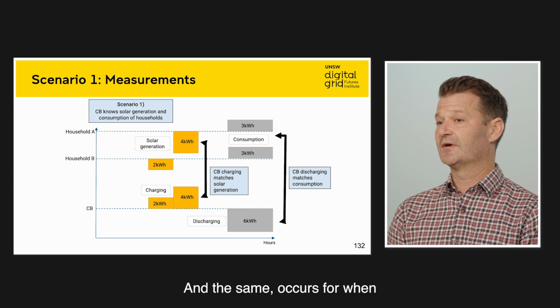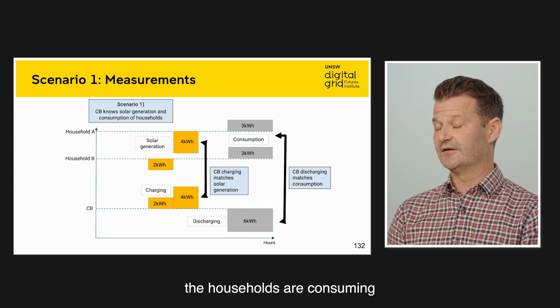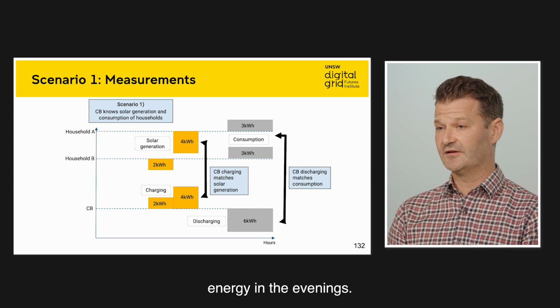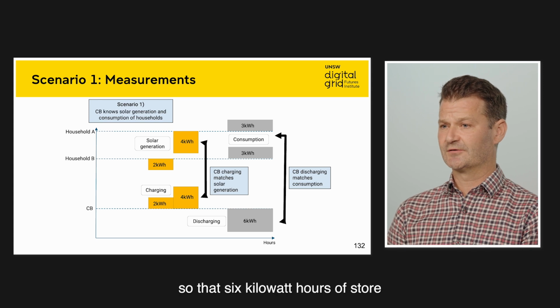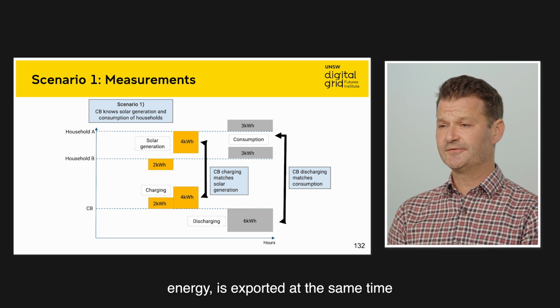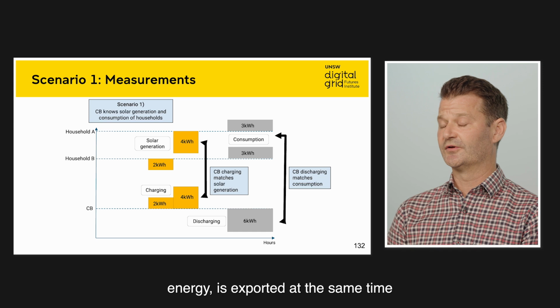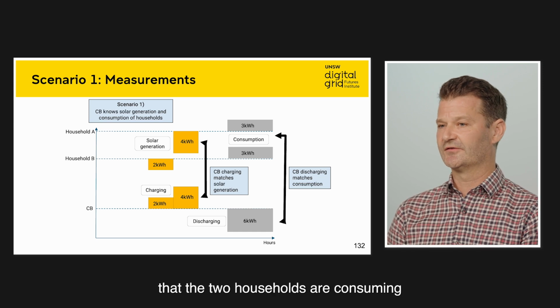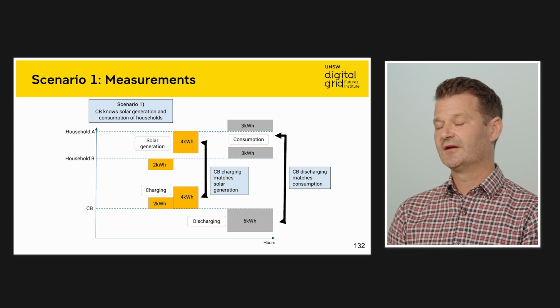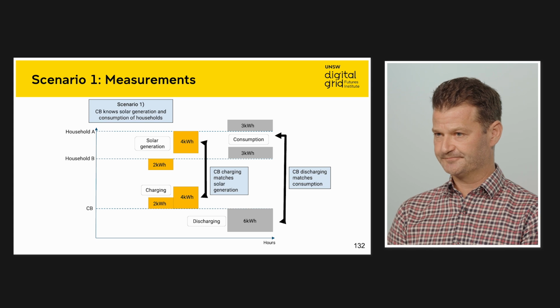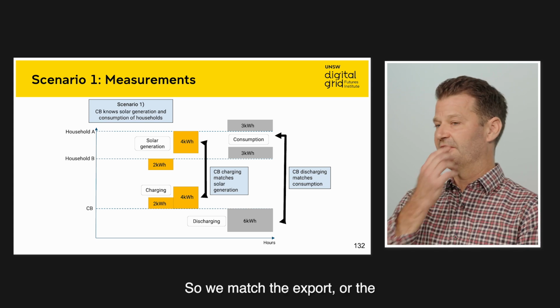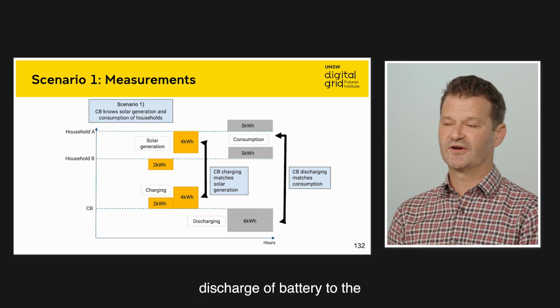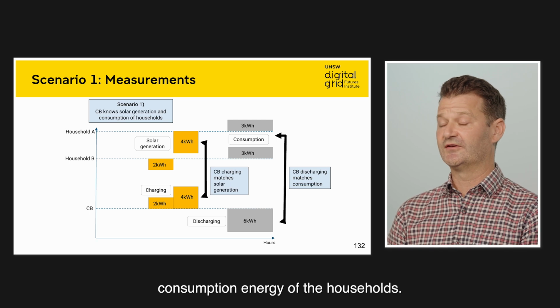And the same occurs for when the households are consuming energy in the evenings. So that 6 kilowatt hours of stored energy is exported at the same time that the 2 households are consuming in total 6 kilowatt hours of energy. So we match the discharge of the battery to the consumption of the households.